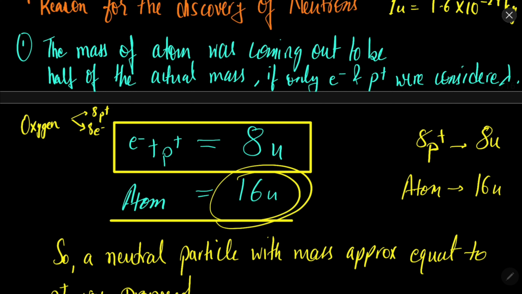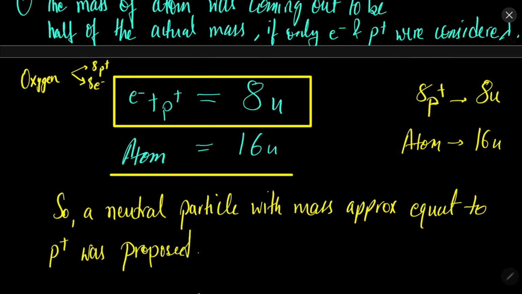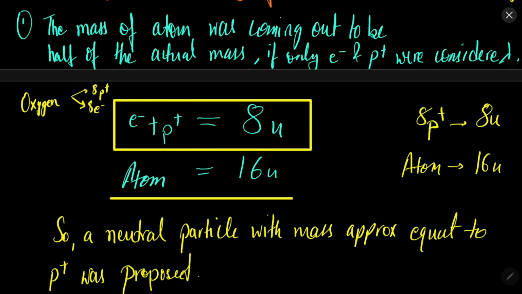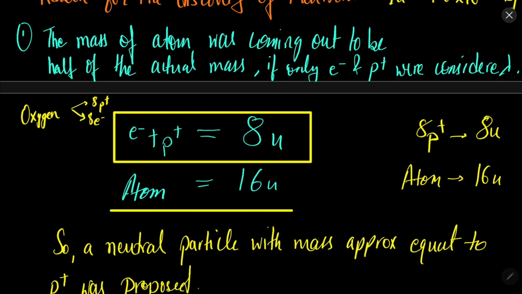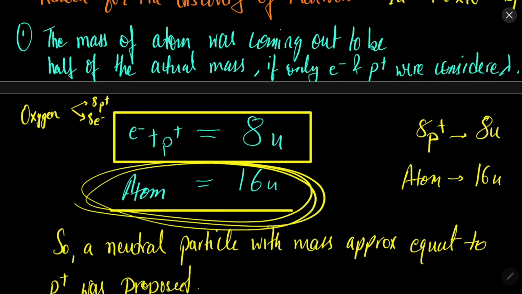So where was the remaining half of the mass of the atom coming from? The scientists proposed that there must be some other particle which must be very heavy, around the mass of a proton, and which must be neutral, because we already have electron and proton, which make the atom neutral. So this must be a neutral particle, otherwise the atom will become either positive or negative. So the first reason was that the mass of the atom was coming out to be double the mass of the electrons and protons.